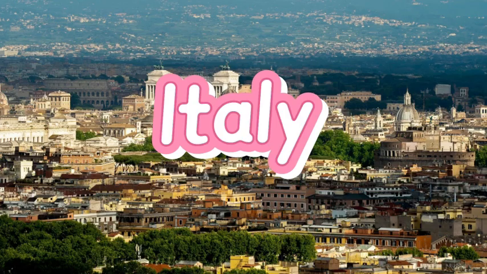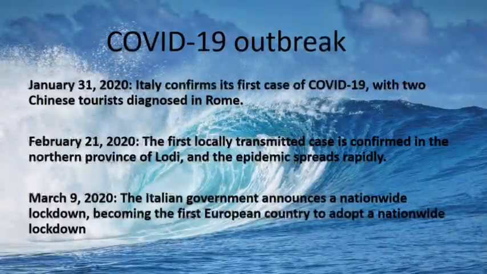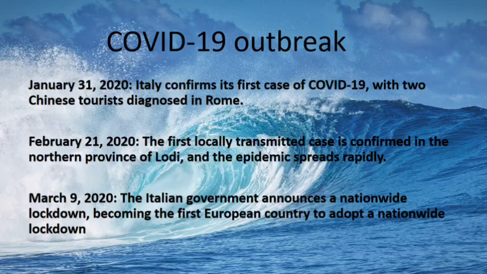First, I will introduce the timeline of COVID-19 in Italy. January 31, 2020, Italy confirmed its first case of COVID-19, with 2 Chinese tourists diagnosed in Rome. February 21, 2020, the first locally transmitted case was confirmed in the northern province of Lodi, and the epidemic spread rapidly afterward. March 9, 2020, the Italian government announced a nationwide lockdown, becoming the first European country to take nationwide lockdown measures.